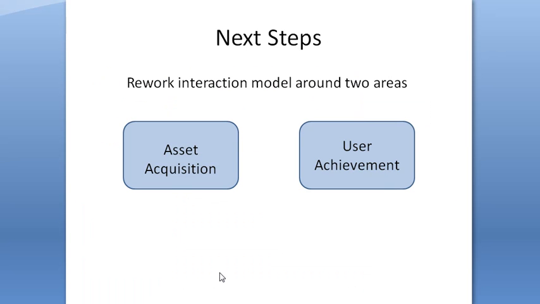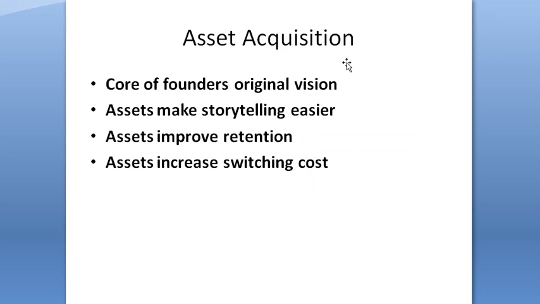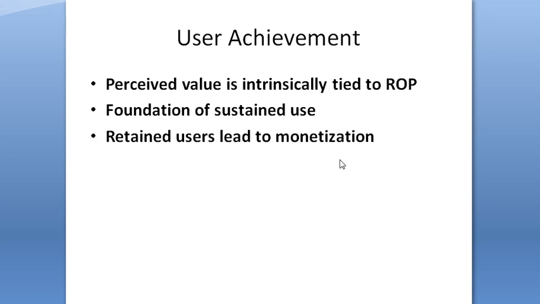So key next steps, we need to rework our interaction model around two areas: asset acquisition and user achievement. Asset acquisition because A, it was the core of our founder's original vision. B, assets make storytelling easier. C, assets improve retention. And D, assets increase switching costs for our users.